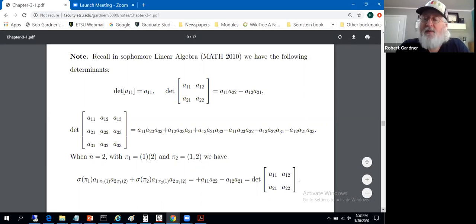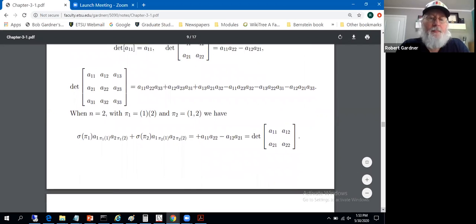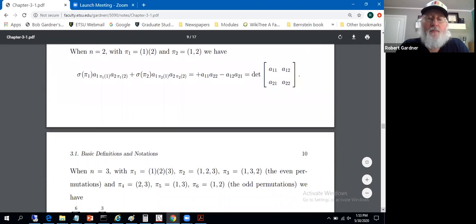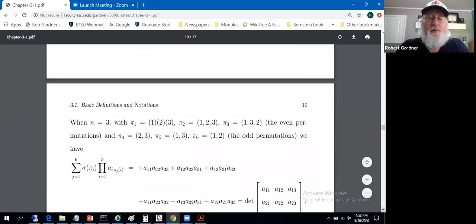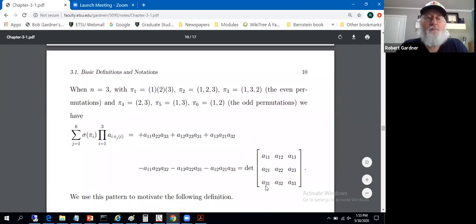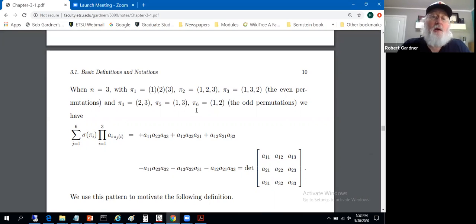Let's do the same thing for 3 by 3. All right, if n equals 3, then we're going to have 6 permutations. Let's label them pi sub 1 through pi sub 6. And they are pi sub 1, the identity. Pi sub 2, the cycle 1, 2, 3. Pi sub 3, the cycle 1, 3, 2. These were the even permutations. We saw that on the previous page where we went through and wrote them as transpositions.